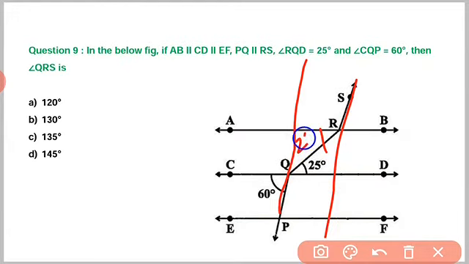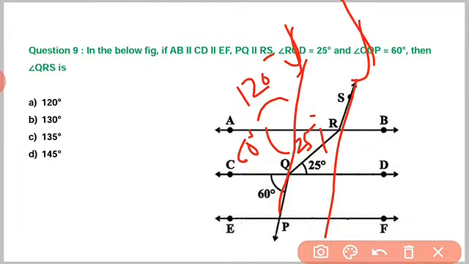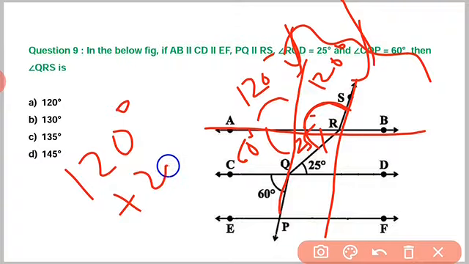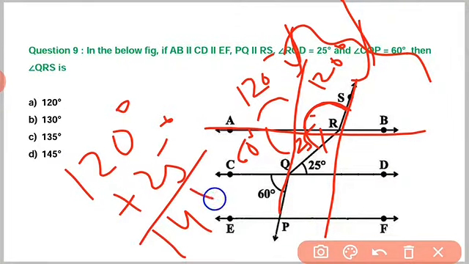So we got this angle as 25 degree and this angle as 60 degree. So what will be this angle? If it is 60 degree, then this will be 120 degree. Now we see that these two lines are parallel and AB is a transversal, so this angle will be equal to 120 degree. Why? Corresponding angle axiom. So when we add these two angles, 120 degree plus 25 degree, what do we get? 145 degree. This is what we need to find.